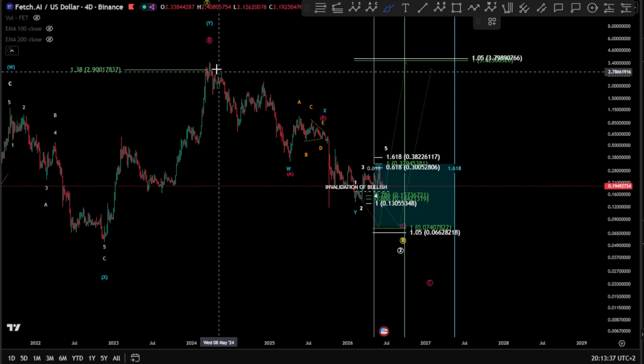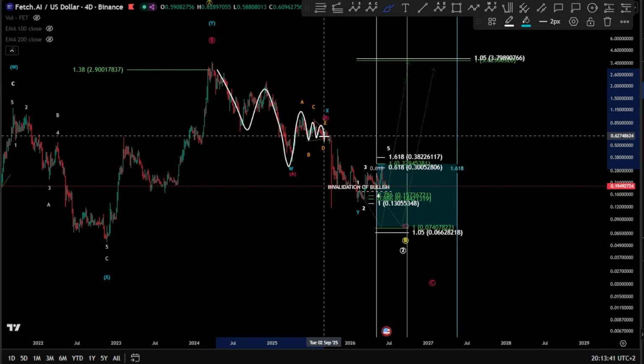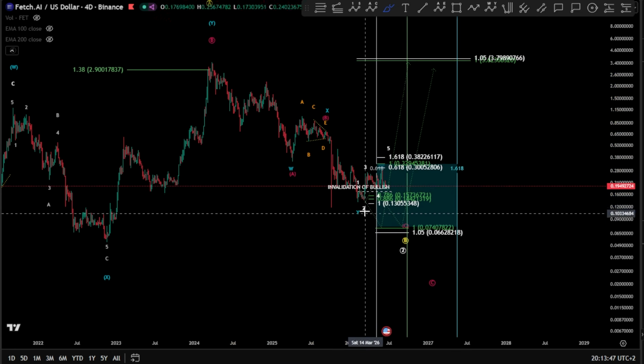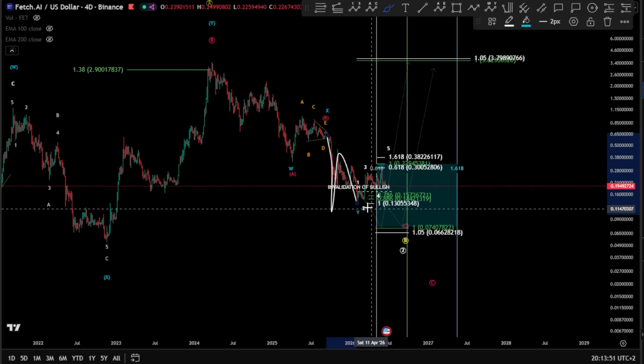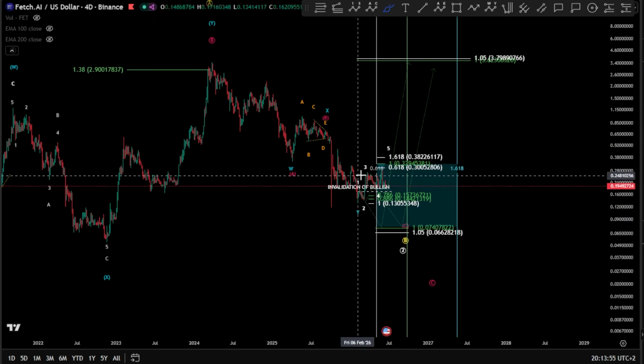Now, basically, this wave B is unfolding as a very complex structure, same as Render. I would say wave X as a triangle, and something is unfolding here as a wave Y, but it can be finished here, this wave Y ABC there, and we start to see something impulsive pushing toward the upside here.